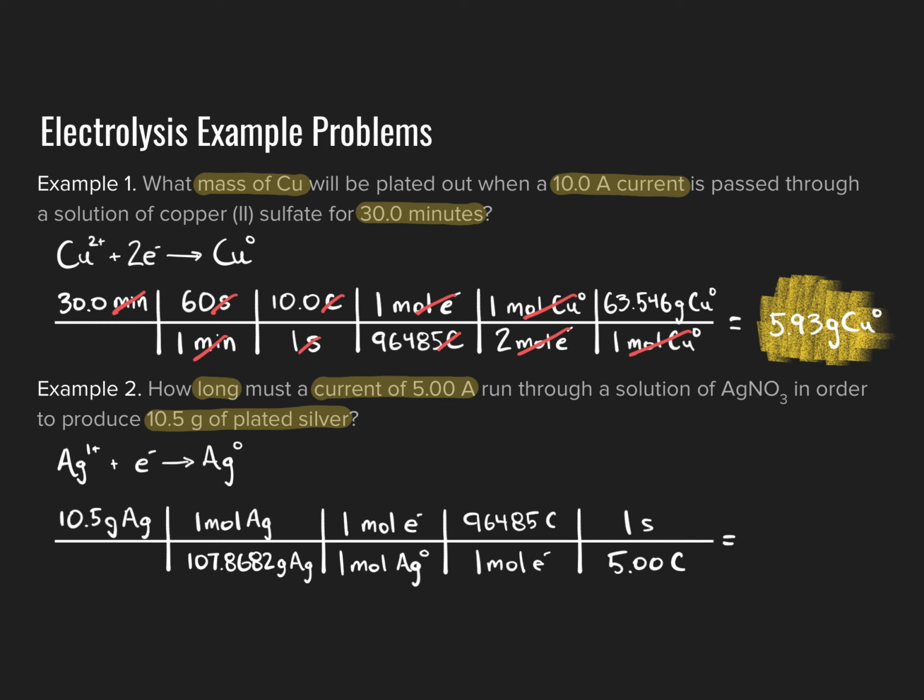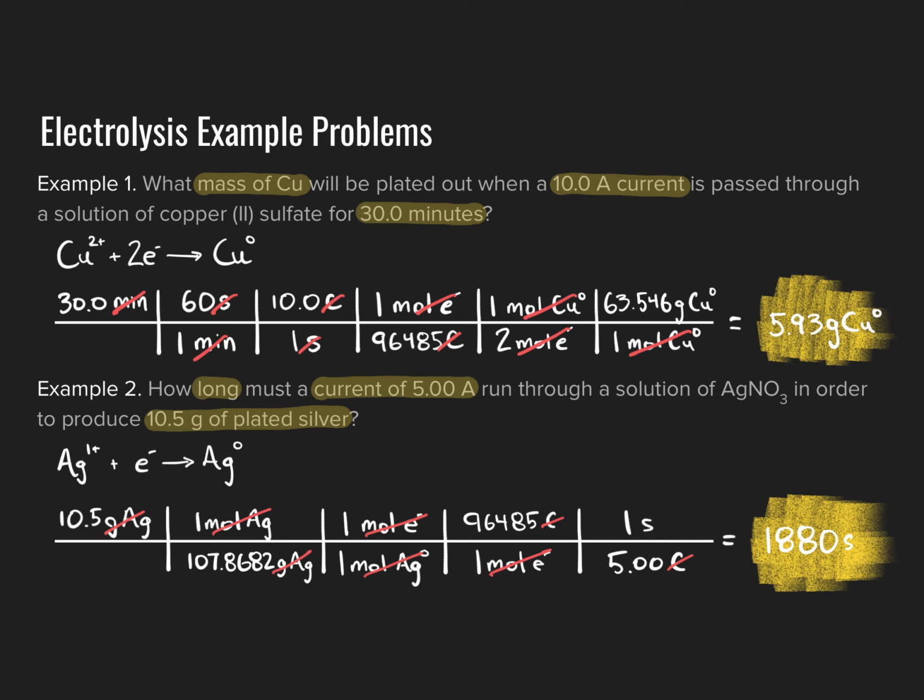So I've got my monorail set up, and now note here, I can go ahead and cancel out units. Grams of silver cancels with grams of silver. Moles of silver cancel as well. Moles of electrons cancel, coulombs cancel, leaving me with units of time in seconds. And I can multiply across my numerator and divide by the denominator there. Solving this monorail here gives me a value of 1,880 seconds to 3 significant figures.